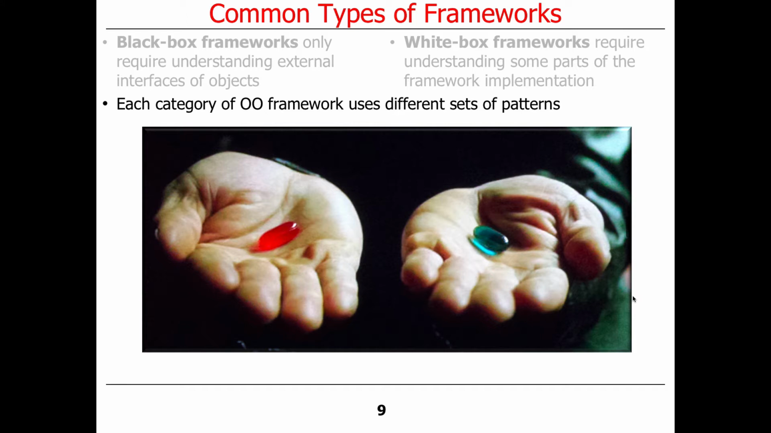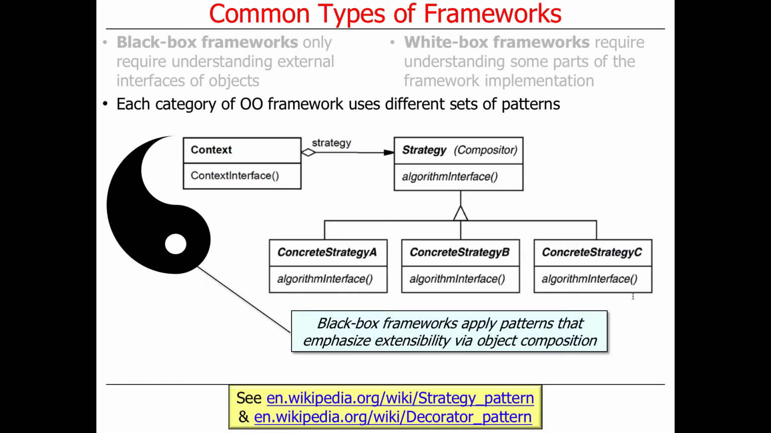Each of these types of frameworks uses different patterns. If you remember 251, there are some different patterns. BlackBox frameworks typically apply patterns that emphasize extensibility via object composition. Classic examples would be the strategy pattern, where you make a strategy object and you instantiate the framework with that object. So it's like a black box. You give it an instance of something, and the framework will then call back on it somehow. Again, a lambda expression or a method reference or a callback object or whatnot. You give it an object. So strategy and decorator are good examples of patterns that work like that.